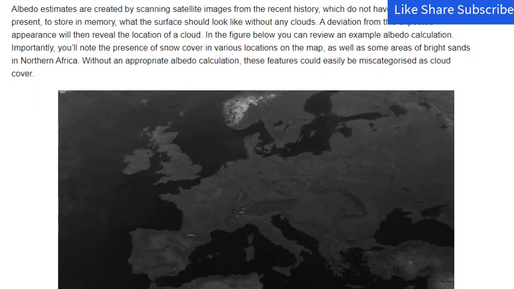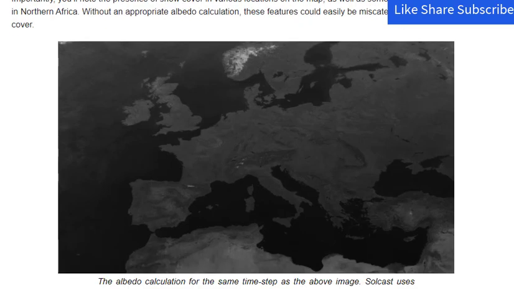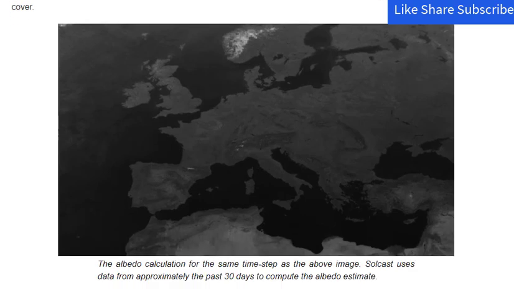Albedo estimates are created by scanning satellite images from the recent history which do not have any cloud cover present, to store in memory what the surface should look like without any clouds. A deviation from this expected appearance will then reveal the location of a cloud. In the figure below you can review an example albedo calculation.